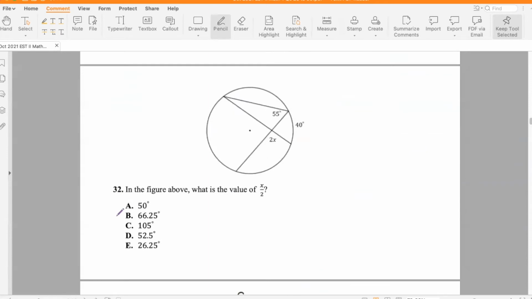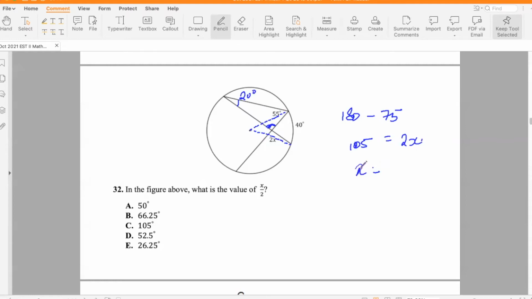In the figure above, what is the value of x by 2? Okay, so 40 degrees is the arc length. So this is 40 degrees. So then this would have to be 20 because angle on the circumference is half the angle at the center, right? Okay, and if this is 20 and this is 55, then I can find this angle in this triangle. So it will be 180 minus 75. So that will be 105, right? So 2x is 105 because they are vertically opposite angles.